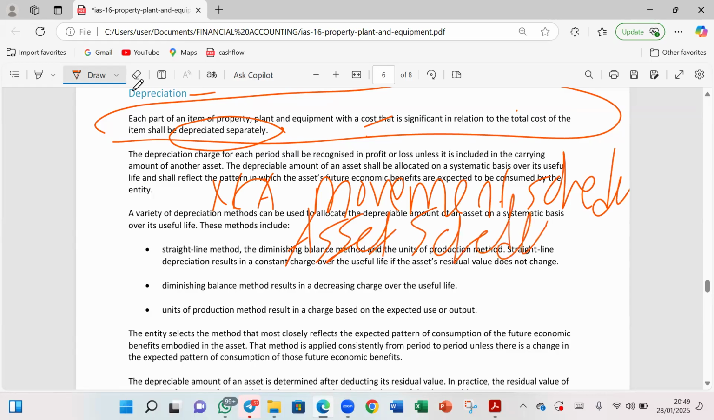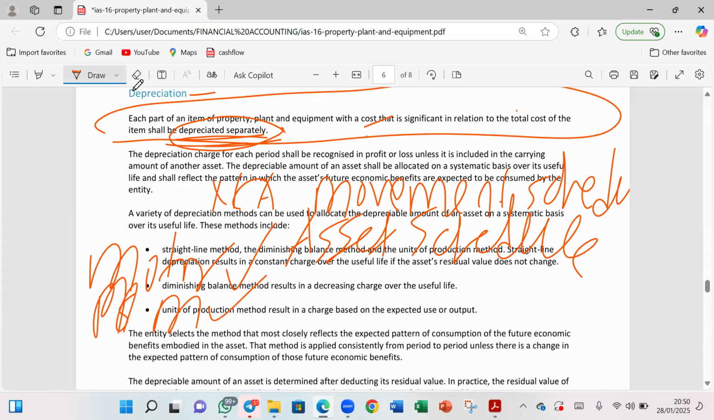Now, if they tell you to prepare this schedule, remember that each item shall be prepared separately. Underline the word separately. For example, motor vehicle shall be prepared separately. You do motor vehicle separately. You do, for example, plant and machinery separately. You also do furniture and fittings separately.